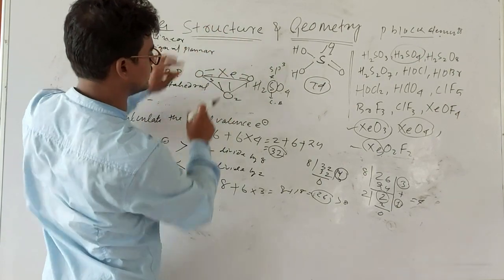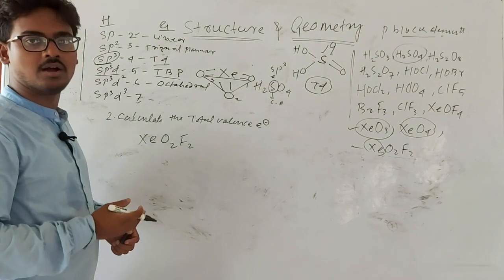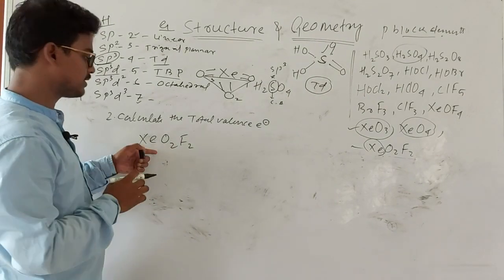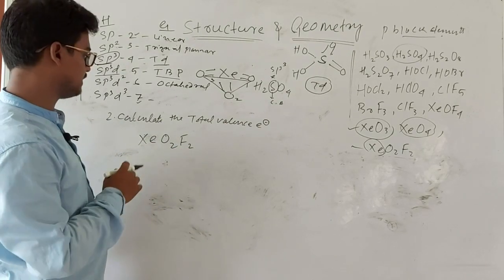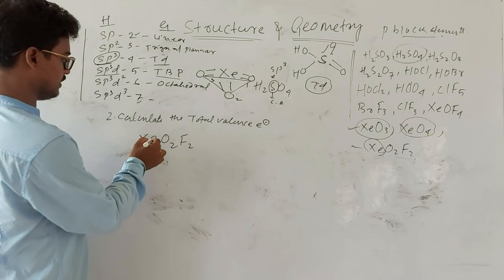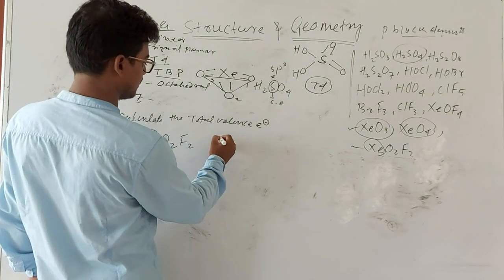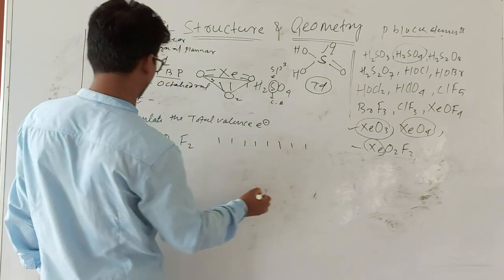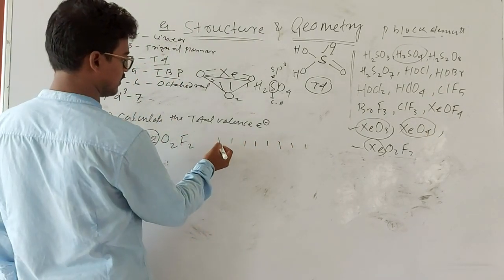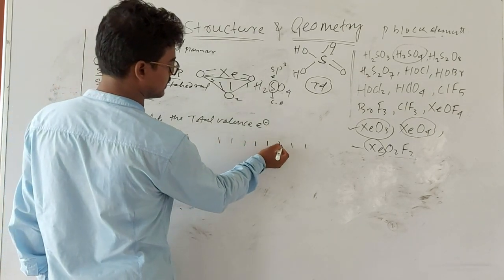Okay, see like this. Now I will tell you the trick to know how many bond pairs and how many lone pairs are present in this structure. Just choose the central atom, which is xenon. Count the total valence electrons of xenon. The valence electrons of xenon are 8: 1, 2, 3, 4, 5, 6, 7, 8.